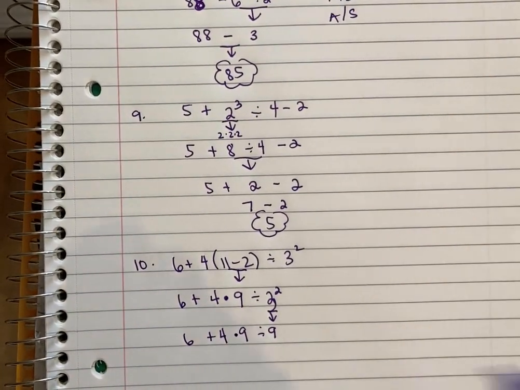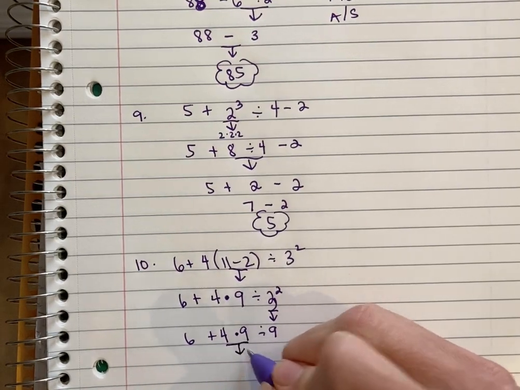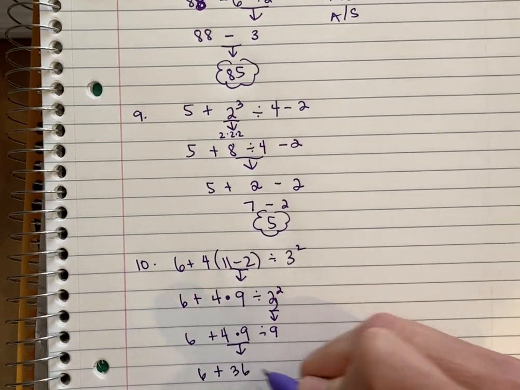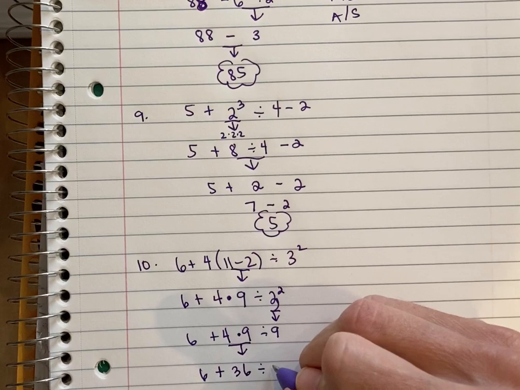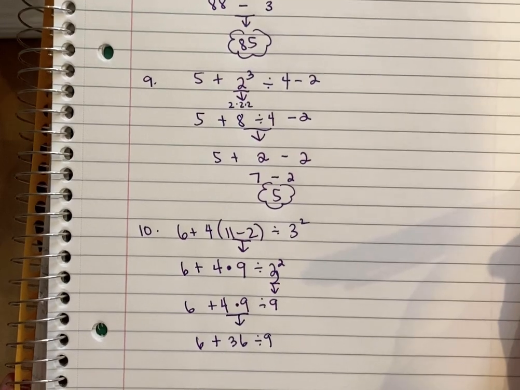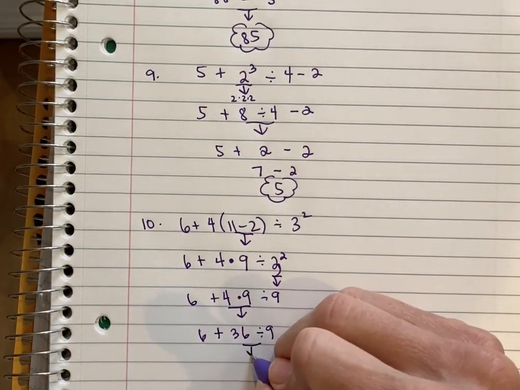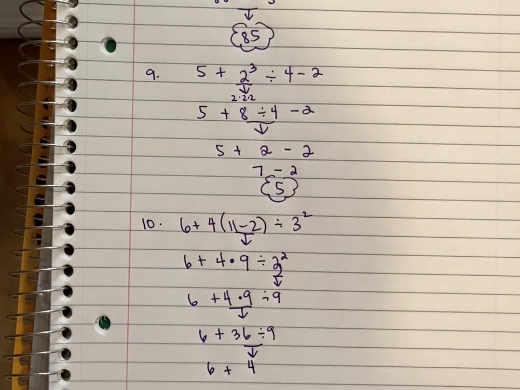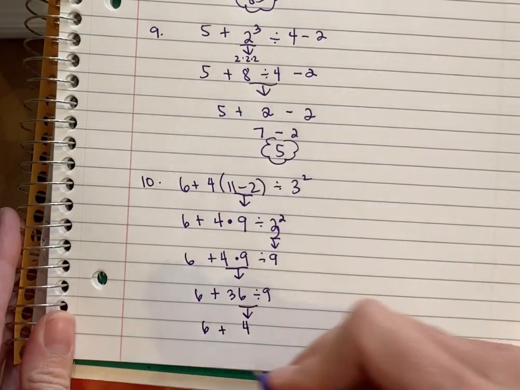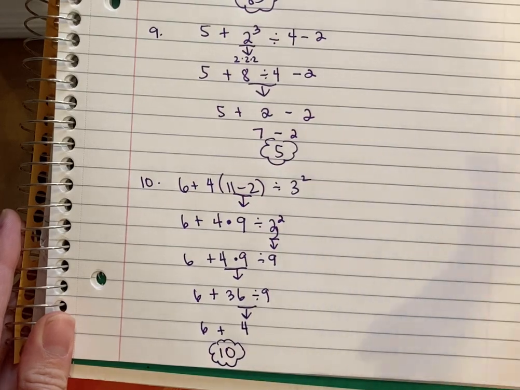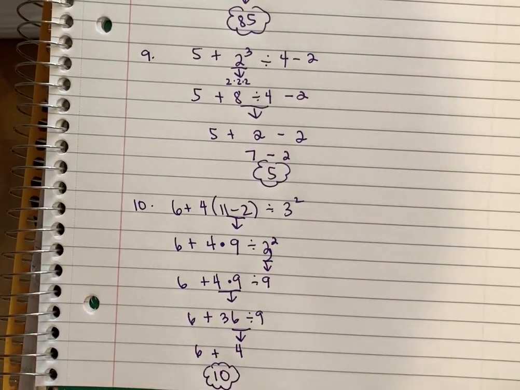So the next thing I need to work out is my multiplication. So drop down the 6, drop down the plus. 4 times 9 is 36. Drop in the divide by 9. Then I have just addition and division. Well, division comes first. 36 divided by 9 is 4. Drop down the 6 and the plus, and 6 plus 4 is how we're going to arrive at 10. So one step at a time. You may want to just work out or write out that PEMDAS for you off to the side. Okay, I need a new page.